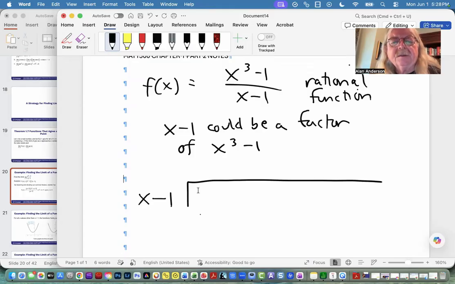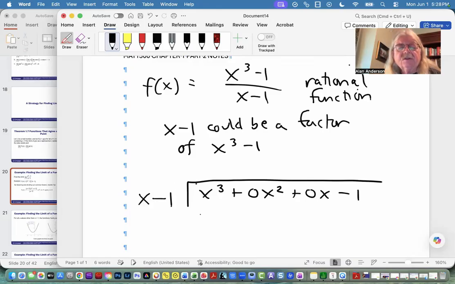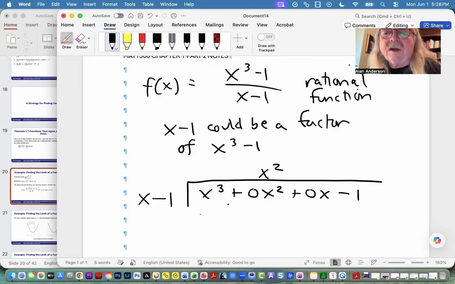We have x cubed. Now, in order to use this technique, we need to have some placeholders here because x squared is missing and x is missing. So we'll start by multiplying this x minus 1 by whatever it is we need to eliminate x cubed. Okay, so in other words, I'm going to choose x squared because x squared times x minus 1.